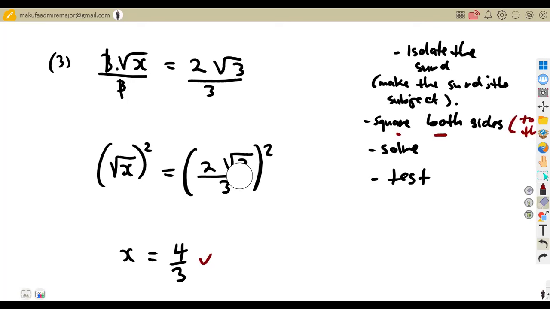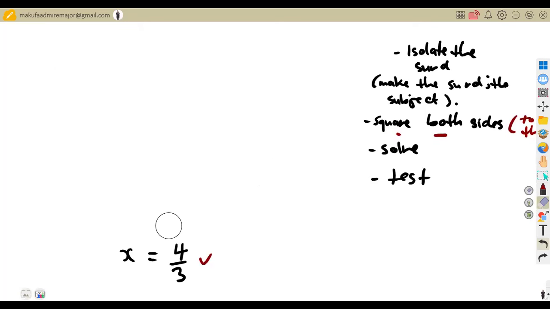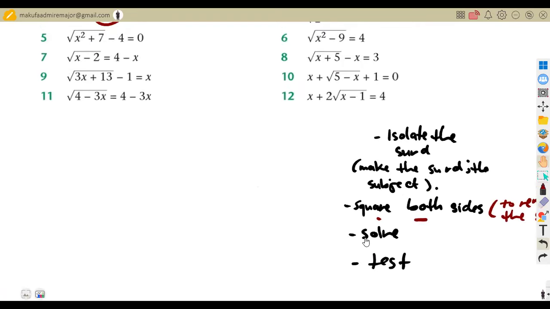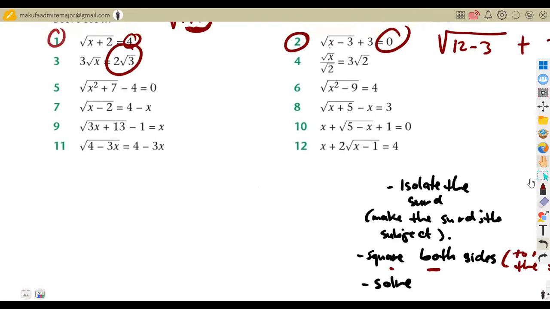All right. Let us check another question. Again, these are the typical questions. You just have to follow these stages: isolate, or make the subject, square both sides, solve for x, and then test your values. All right, so it's the same thing as what you see on number 4. I want you to try that. Make x the subject. All right, you square everything.